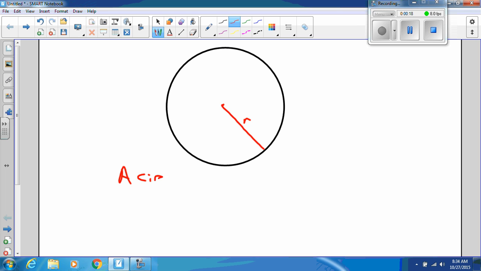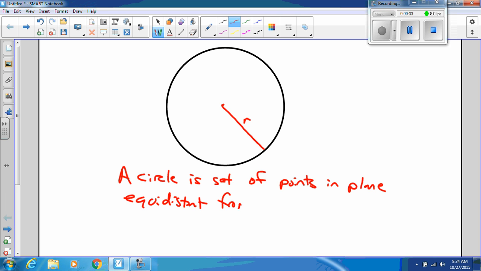A circle is the set of points in the plane equidistant from a center. That's it. A set of points in the plane equidistant from the center.